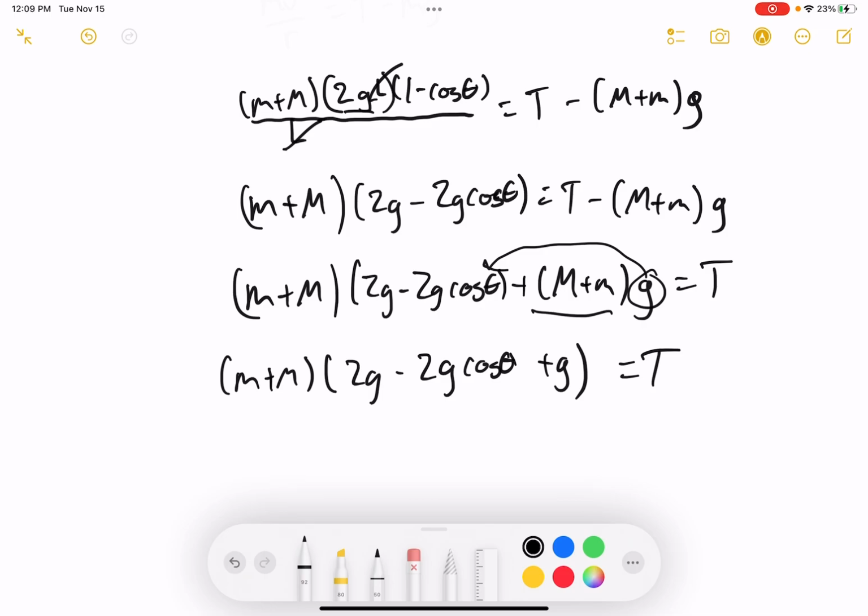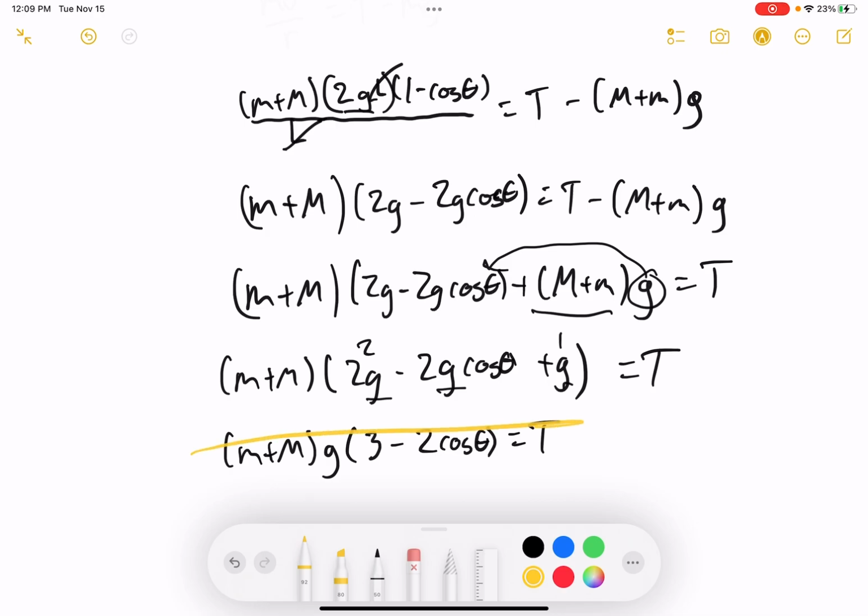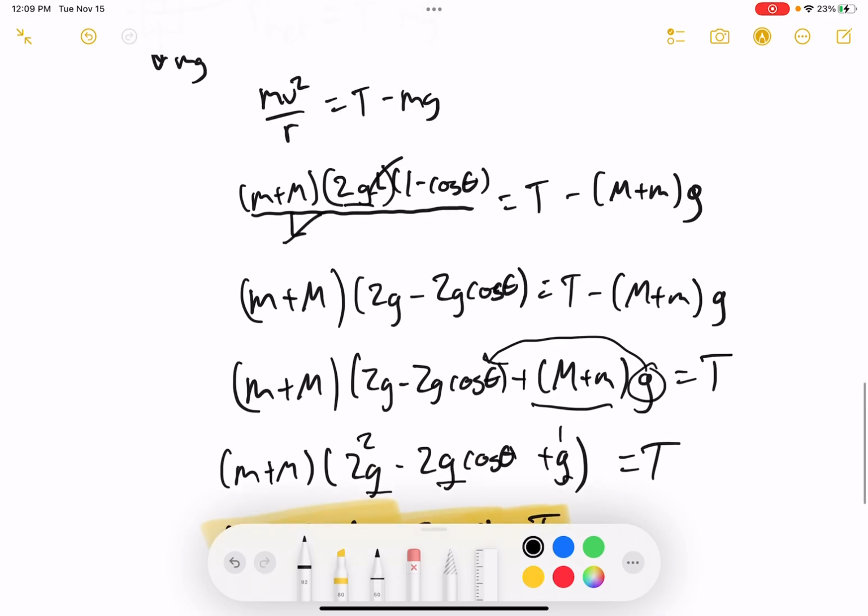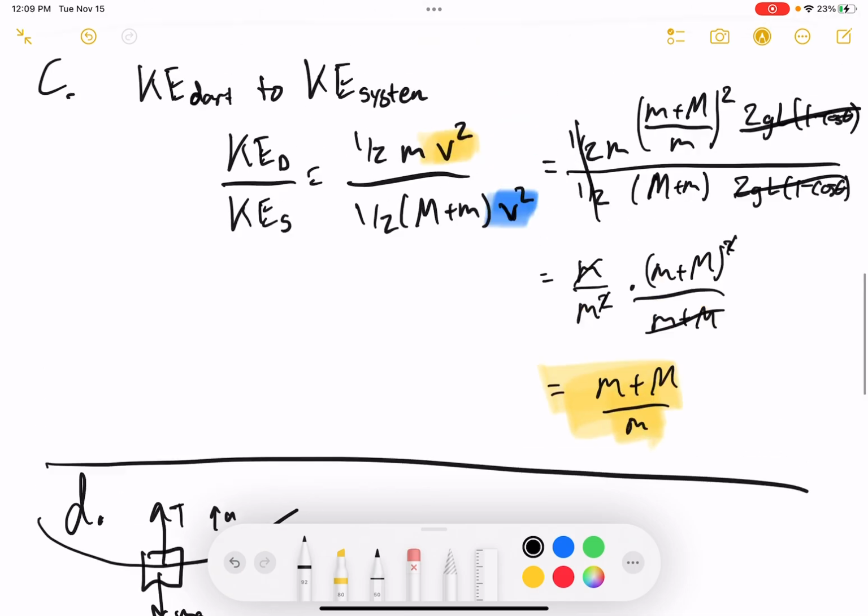So I have (m plus M), and I'm going to go ahead and factor out my g since I have that in every single term. So I have (m plus capital M)g, and this will be a 1 plus 2, so it'll be (3 minus 2 cosine theta) equals T. And so that is my final answer. So this was part D.